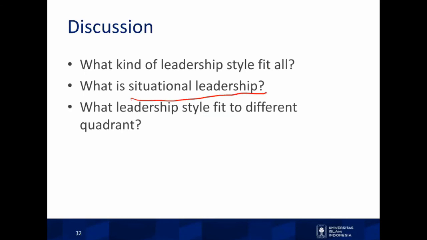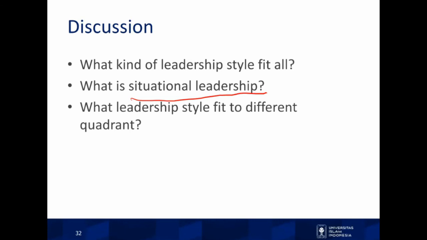Situational leadership style is where the leader, manager, or supervisor can see the situation, where they meet a particular type of situation or a different level of maturity of their staff, and they can change their leadership style straight away. And for discussion number 3, what leadership style fits different quadrants? Yeah, we have answered that question.